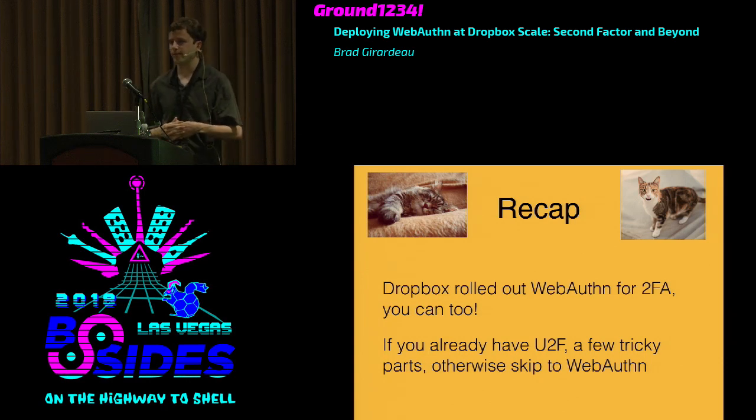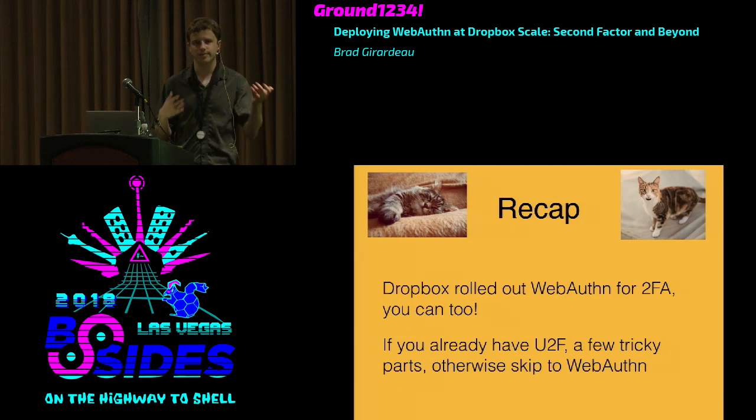So just to recap what Dropbox has done so far, and then what we'll talk about for the last part of the presentation here. Rolled out WebAuthn for second factor. You can too. It's pretty well understood based on people's experiences with U2F, kind of how these flows should work. So generally, pretty good there. There's a few tricky parts if you already have U2F with this backwards compatibility stuff. If not, just skip to WebAuthn. So that's what Dropbox has done so far.